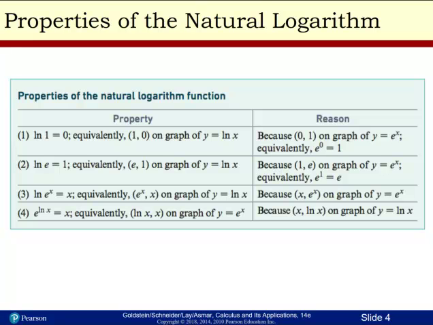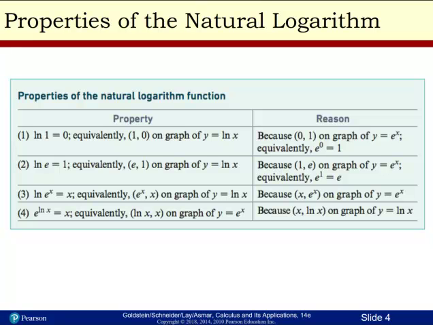Property 1: the natural log of 1 equals 0, and equivalently we can see that on the graph, (1, 0) for the natural log of x. The reason is because (0, 1) is on the graph of y equals e to the x, so equivalently e to the 0 is 1. In property 2, the natural log of e equals 1. Equivalently, (e, 1) is on the graph of y equals natural log of x, because the point (1, e) is on the graph of y equals e to the x, equivalently e to the first is equal to e.